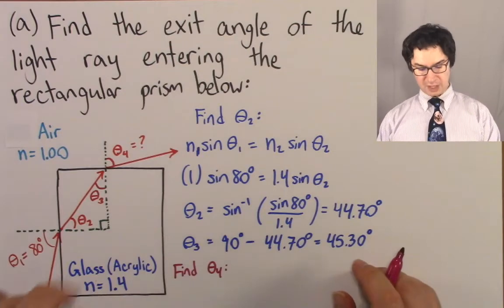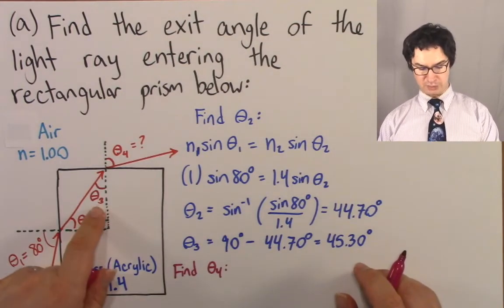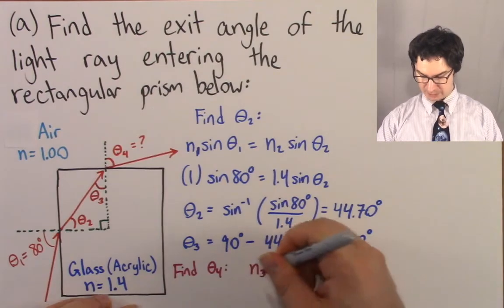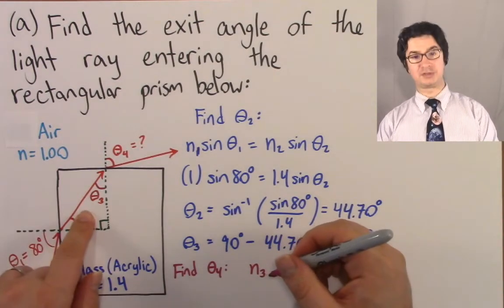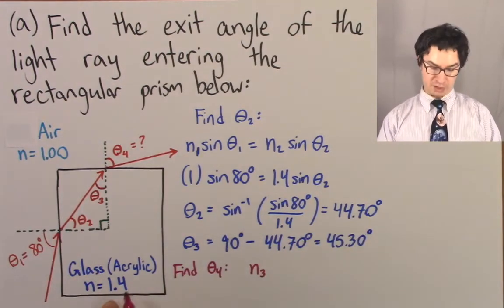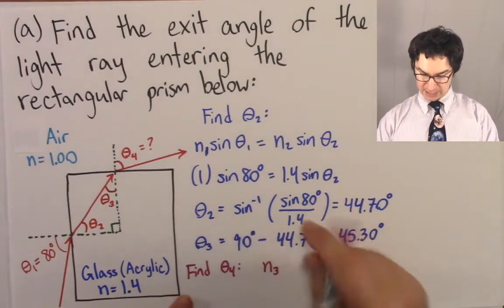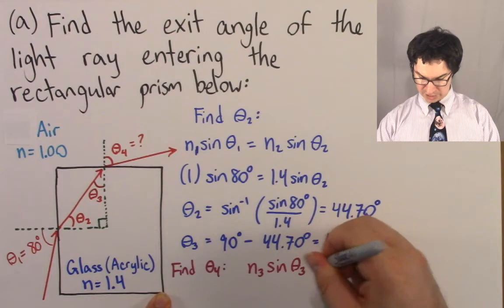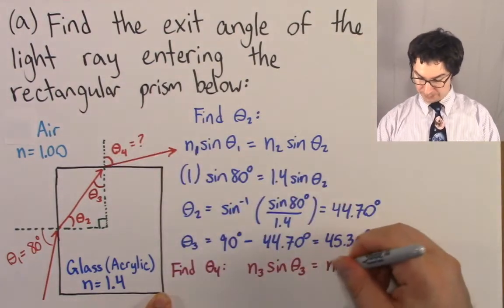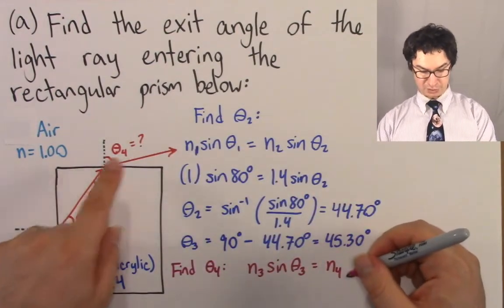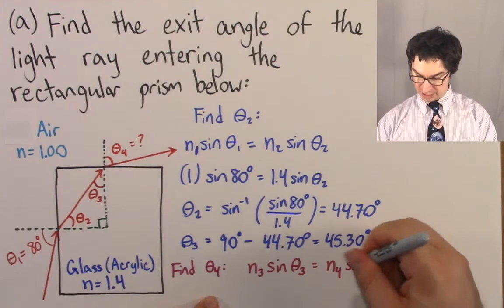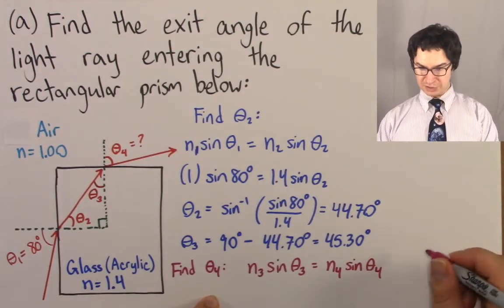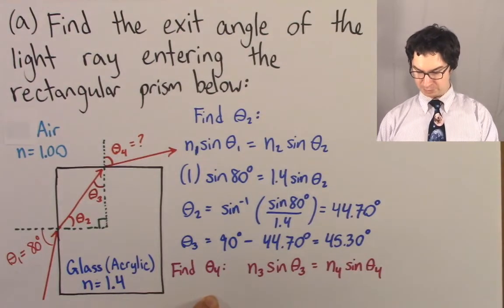So let's call the index of refraction associated with theta 3 N3. So we're going to say N3, this is going to be the index of refraction associated with theta 3, which of course is just the acrylic glass, 1.4, times the sine of theta 3 is going to equal N4, that's going to be the index of refraction associated with theta 4, times the sine of theta 4. Now what we want to do is solve for this theta 4. So let's plug in what we know.